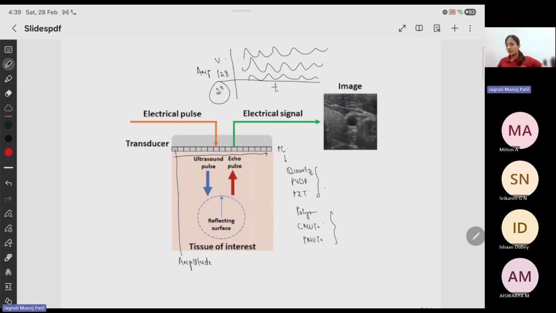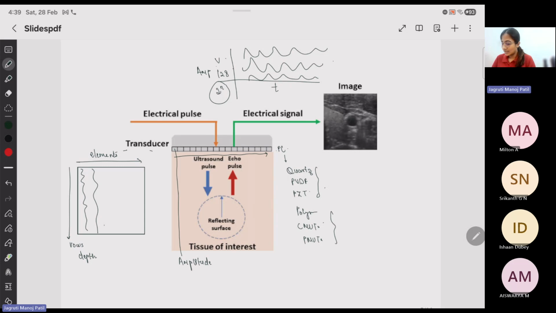When you stack them all together, you get a 2D matrix, right? This 2D matrix shows the rows across which is the depth that your signal has traveled, whereas the other axis is your transducer elements. So this is one A line, and you are plotting them all together. When you complete signal processing there, it gives you this particular image. This is called a B mode image, which is brightness mode image.